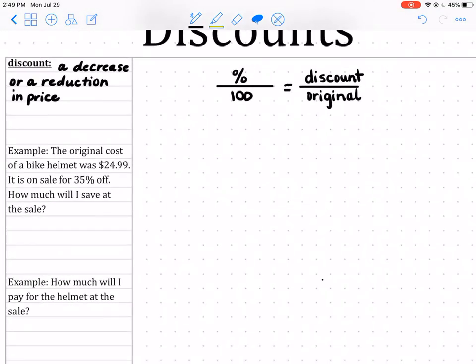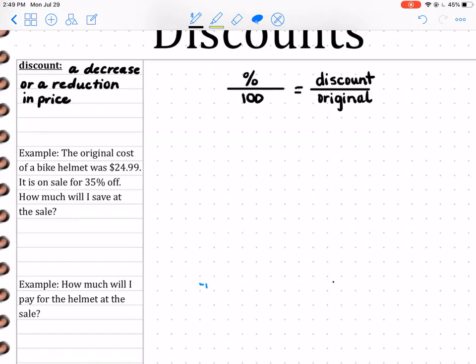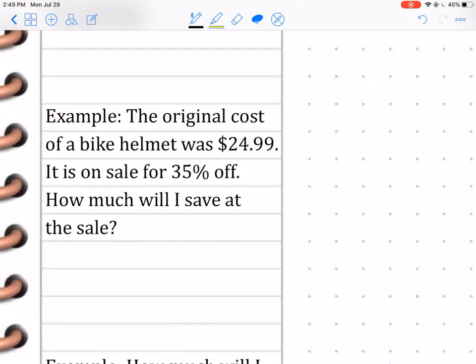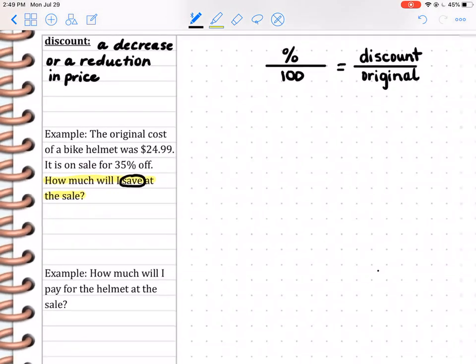So let's take a look at the first example. The original cost of a bike helmet was $24.99. It is on sale for 35% off. How much will I save at the sale? That's the question. And this word save is a discount. So we are looking for our discount.